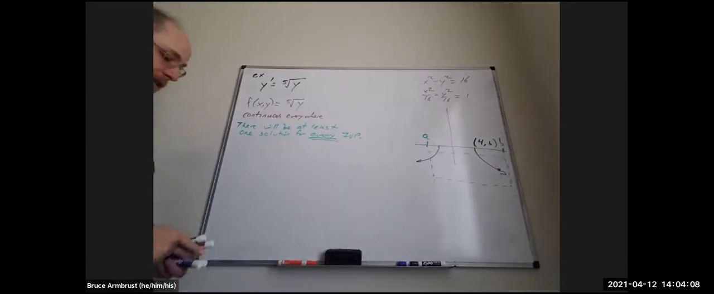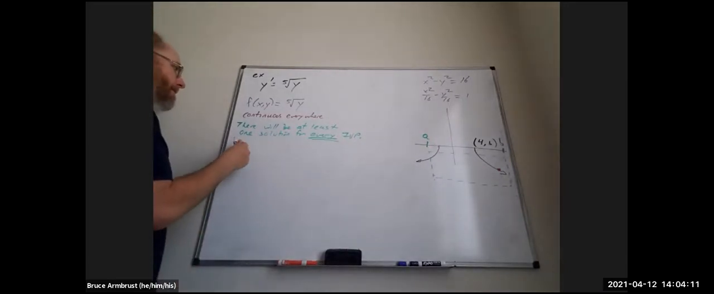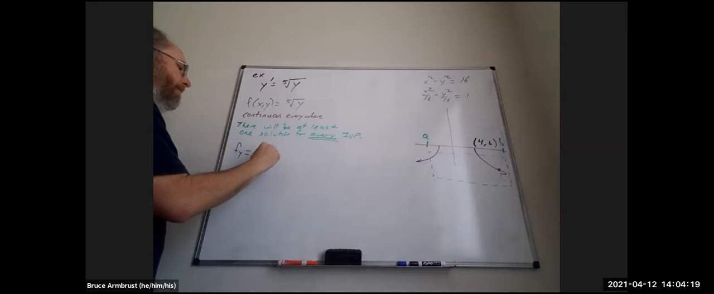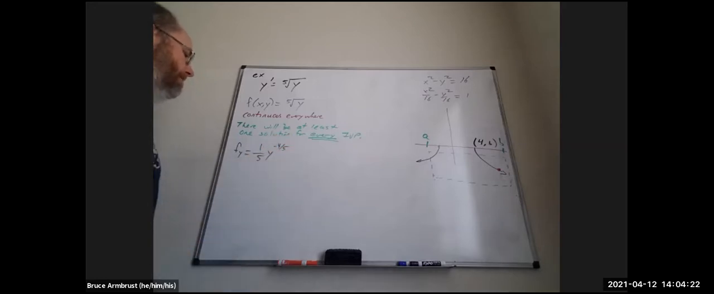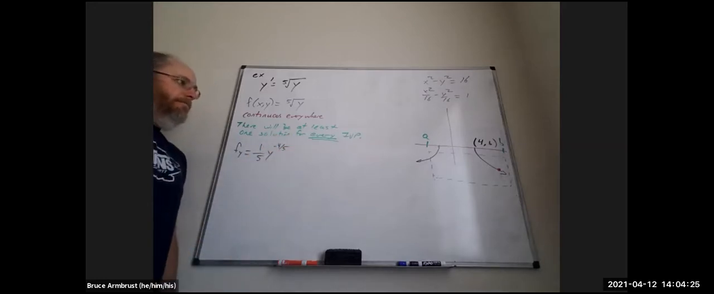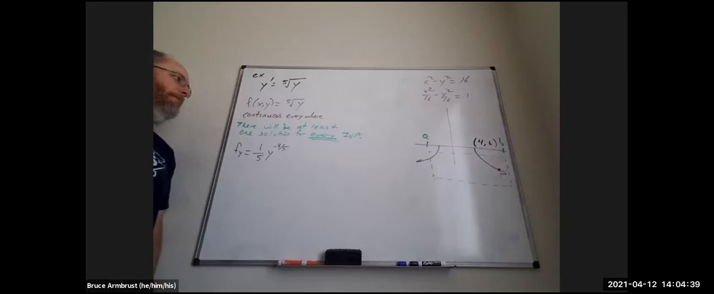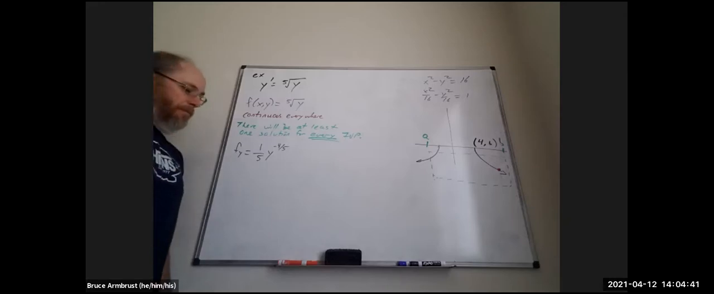All right, so let's look at the partial with respect to y, and let's see what that tells us. Since this was the 5th root, or y to the 1/5, the derivative is going to be 1/5 y to the minus 4/5. So how about this one? Where is this continuous? Everywhere again.